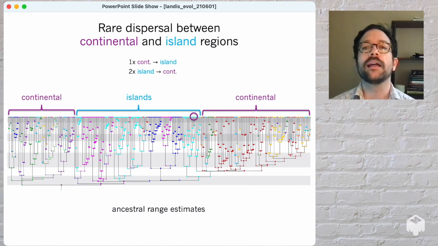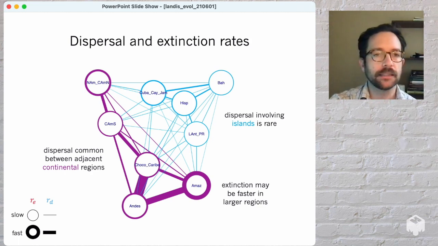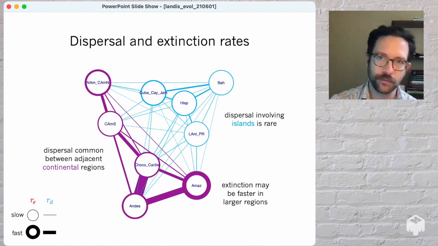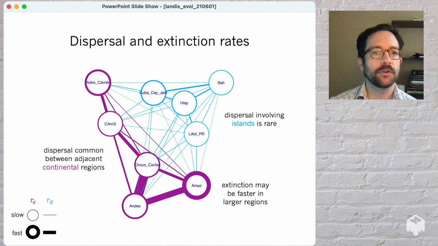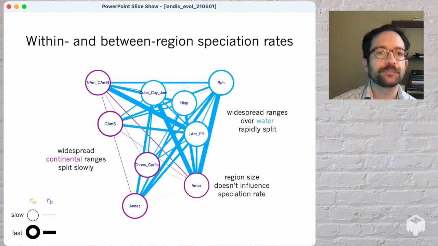So continental and island affinities are highly conserved in this clade, and that's something that Steve Poe and others previously reported on. Now, to visualize rate variation across different region pairs, I'm going to use a graphical representation. Nodes correspond to extinction rates, edges correspond to dispersal rates. If it's a heavy line, it's a high rate. If it's a thin line, it's a low rate. If it's purple, it's continental. If it's blue, it's related to an island. What we find is that dispersal is most common between adjacent continental regions, and it's relatively rare when islands are involved. And extinction might be faster in larger regions.